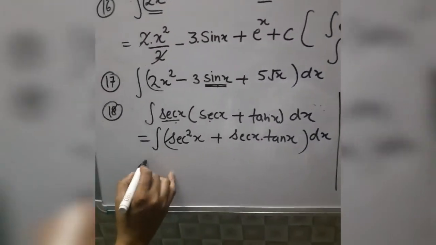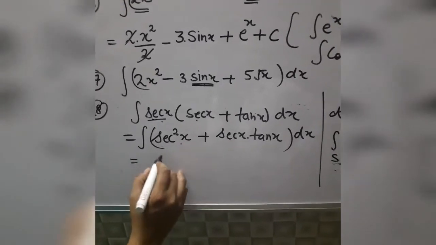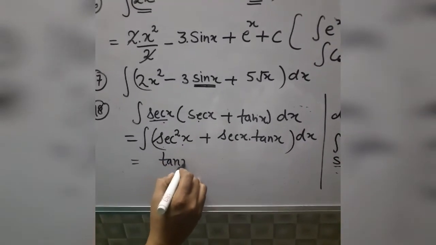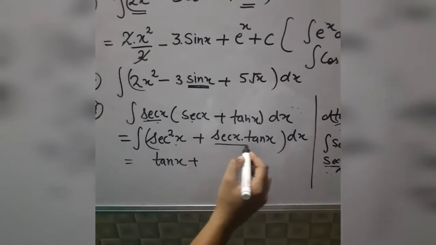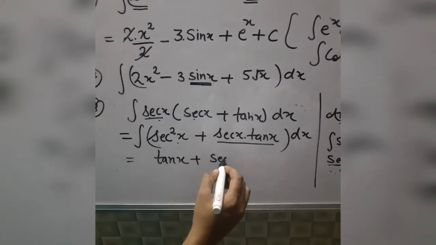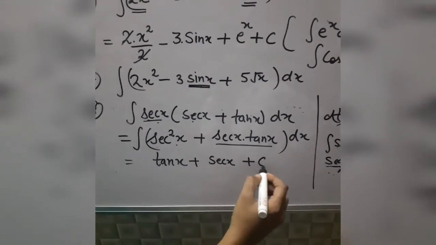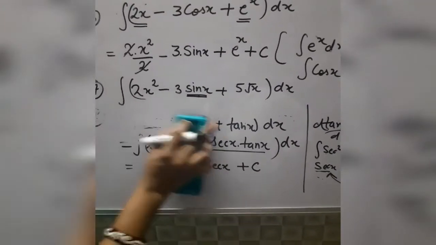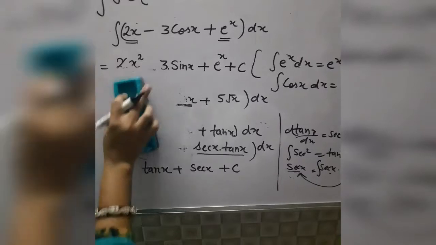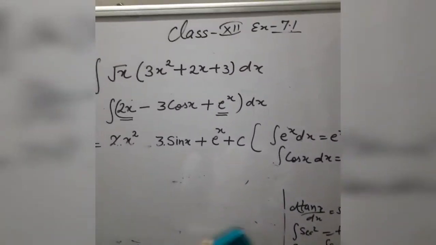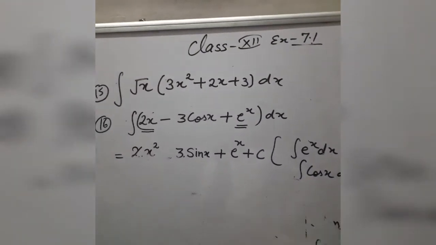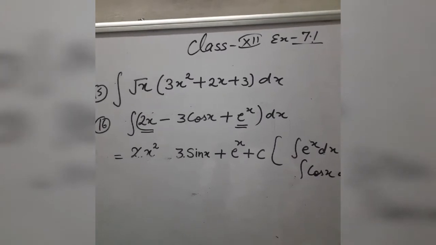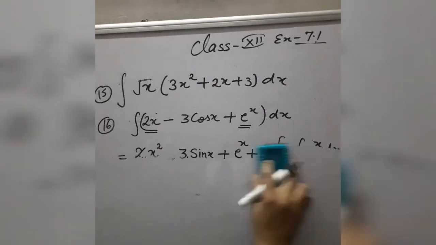So let us see. Integration of secant square is equal to tangent x, and integration of secant x into tangent x is secant x, and in the last the integration constant c. So this is question number 18. If you have learned the formulas of derivative, then very easily you can learn these formulas which are used in this exercise.